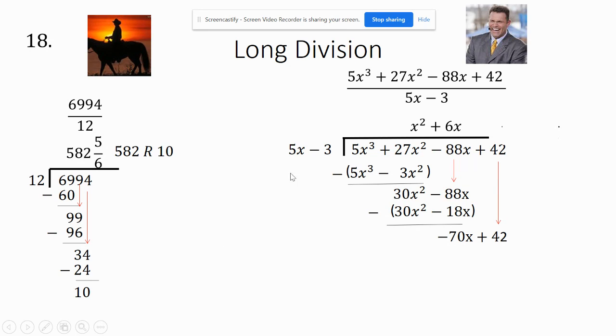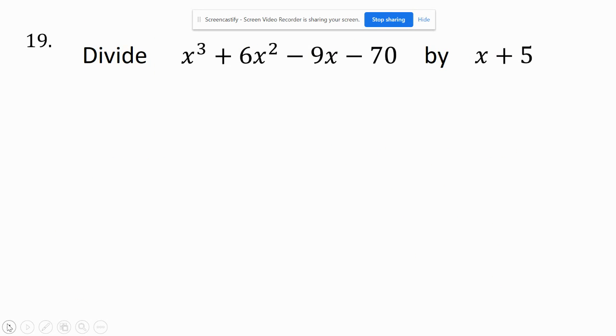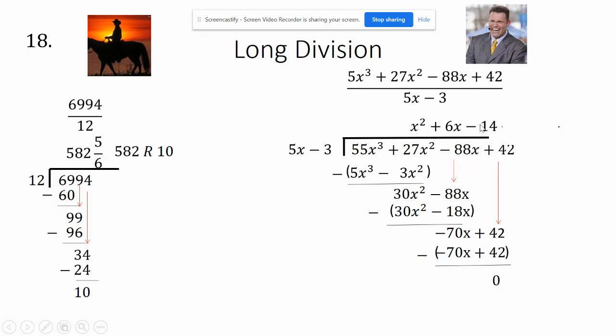And then I asked myself this, how many times will 5x go into negative 70x? And the answer would be a negative 14. Just kind of like I did here, 2 goes into 12 times this last number right here. So I'm going to take negative 14 times 5x, then negative 70x. Negative 14 times negative 3 is 42. Oh, this one goes in evenly. So my answer was x squared plus x minus 14.